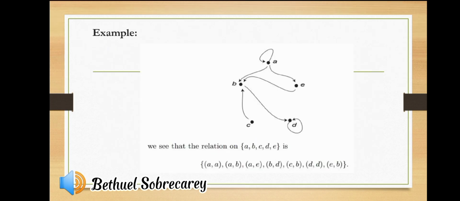Now let me give you another example. But in this case, let's start with a digraph and we're going to identify the relation. What we are going to do is just follow the direction of the arrow, where it comes from and where it goes. So the first arrow comes from A and goes to A. This means that A is related to A. Next arrow, from A to B. This means that A is related to B. Next, the arrow is from A to E. This means that A is related to E.